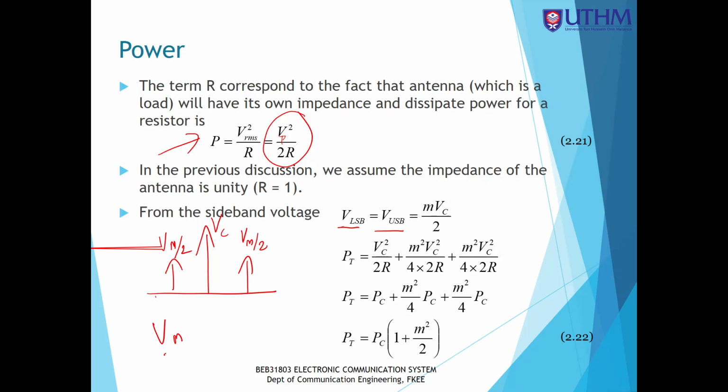So this one, you see tadi kita dah lihat M square VC square over 8R. So this one from here is actually PC. Okay, this one is actually PC. So this is M square VC square over 2R. So this is just rewriting the equation again. Okay, so this is not a problem.